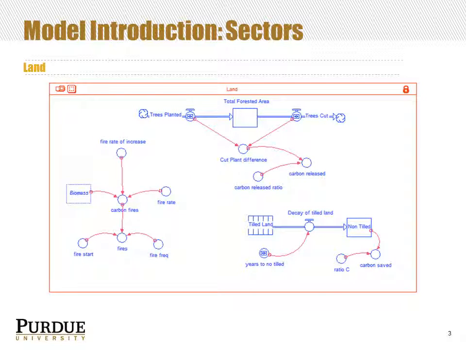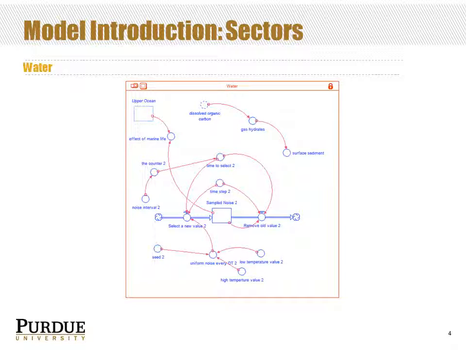Moving on, we have the land sector, which contains two abatement strategies concerning tilled land and reforestation. It also contains the fires variable, which calculates how much carbon is released through fires. Shown, we have the ghosted variable biomass from the main model.